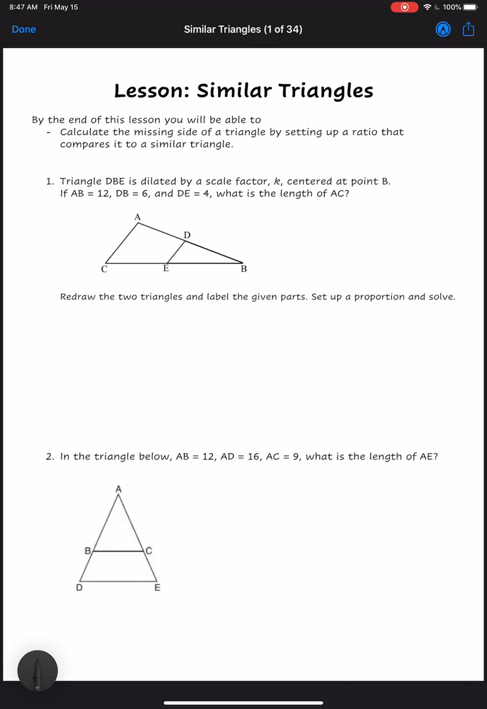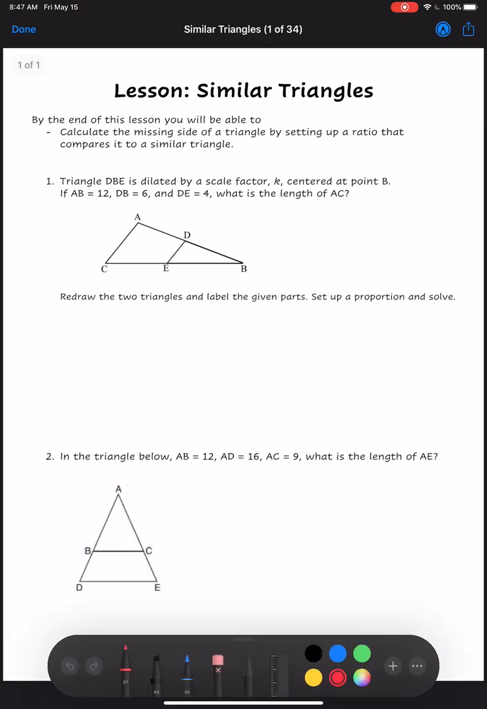So very first thing we want to do, well, let's figure out what the problem is. We have number one, triangle DBE. So I'm going to go ahead and start color coding things. We have triangle DBE. That's this triangle right here. Is dilated by a scale factor K. So remember, dilation means that it's going to stay the same shape, but it's going to get bigger or smaller. And we're going to move away or closer to B. That's the center of dilation. So as you can see, since this other triangle is larger, it is getting bigger. Therefore, the scale factor would be larger than 1.